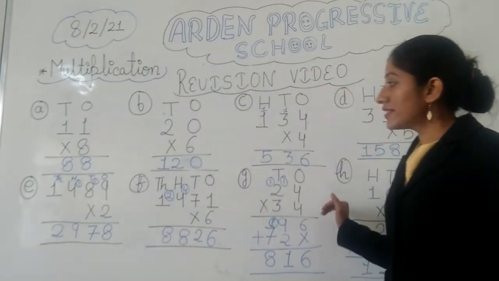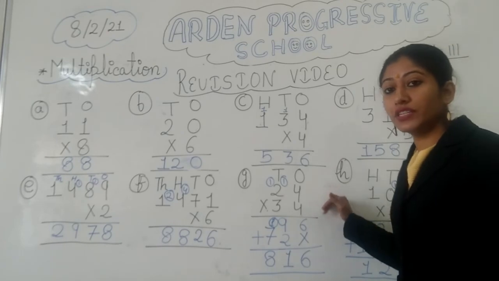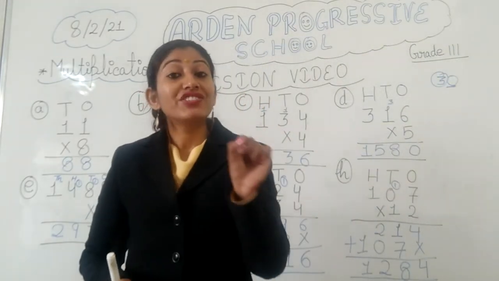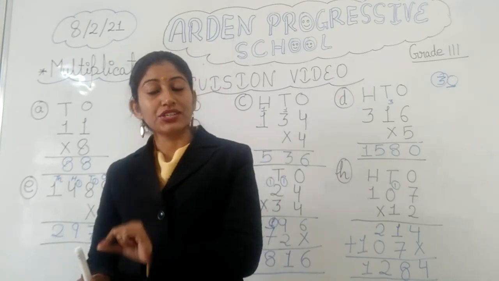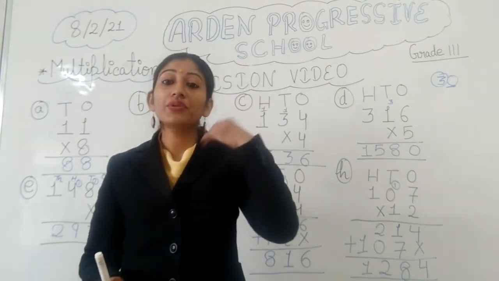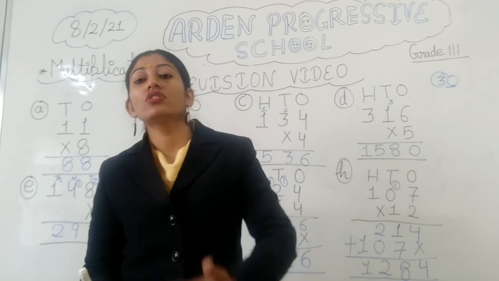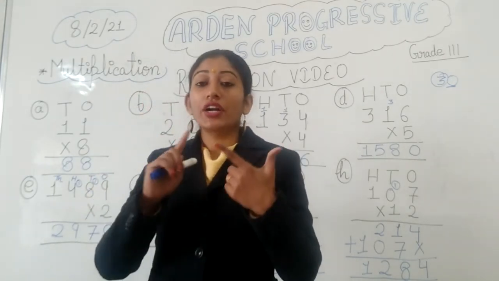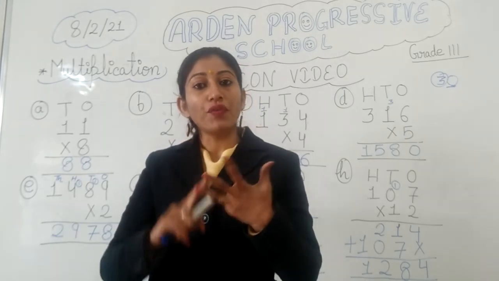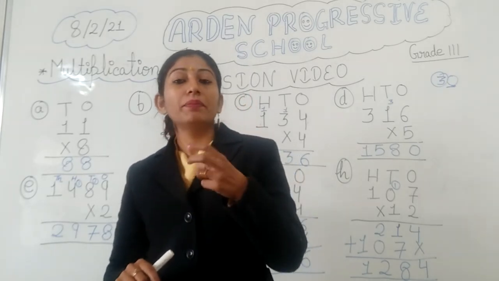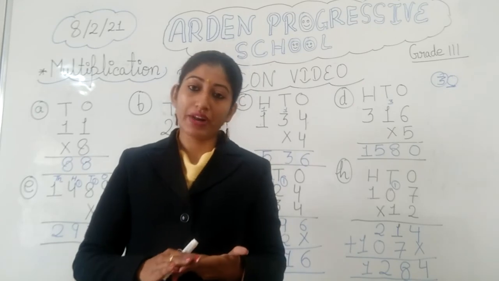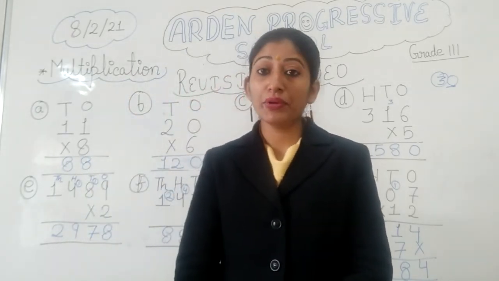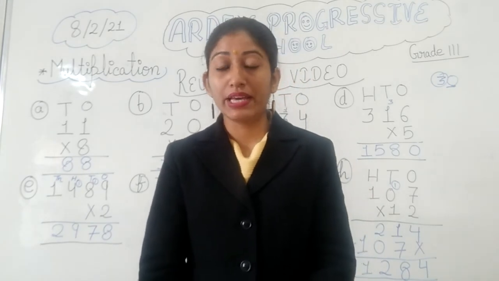So students, here we have solved different digits of multiplication. Means where we are doing multiplication of single digit also, of two digit also, where we have taken the multiplicand as 2 digit, then 3 digit, then 4 digit, and we have also taken the multiplier as 1 digit and 2 digit, right? So I hope that this video will help you in revising your multiplication.